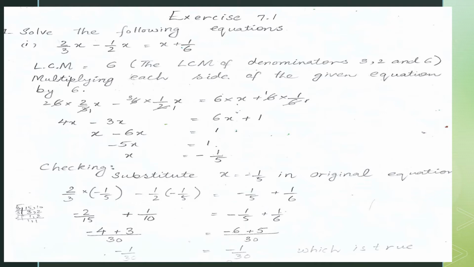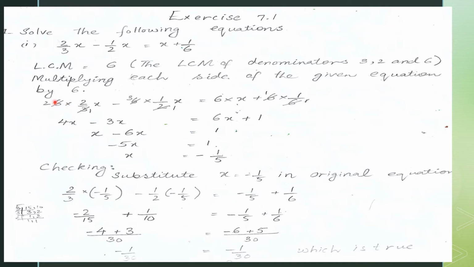Now first of all we will get the LCM. The LCM of the denominators 3, 2 and 6 is 6. Multiplying each side of the given equation by the LCM. LCM is 6, so you need to multiply each fraction individually.